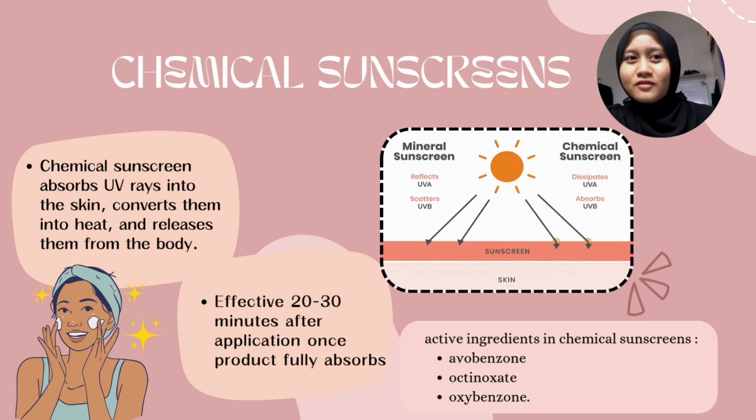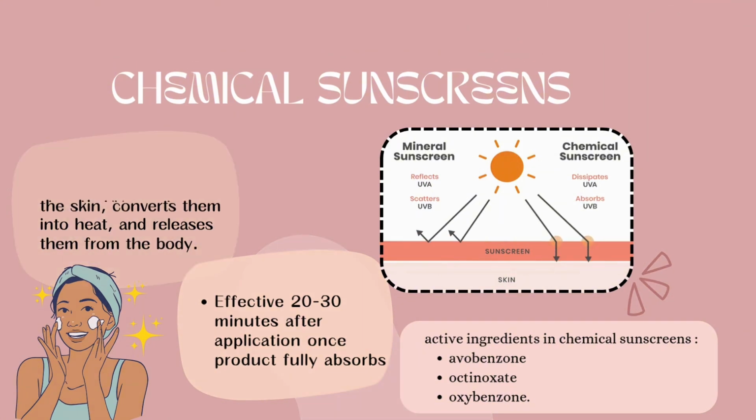They contain active ingredients like avobenzone, octinoxate, and oxybenzone, which do the heavy lifting. On the other hand, mineral sunscreen sits on top of the skin and reflects or scatters UV rays rather than absorbing them. Both types are effective, but they work differently.